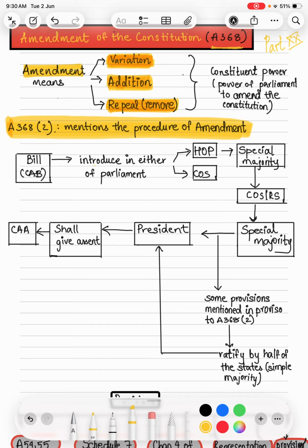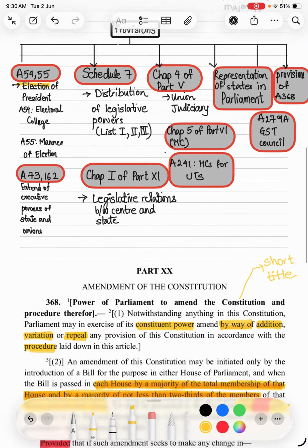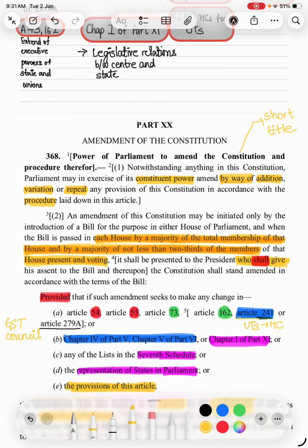I will show you that article. Let's read out from the constitution itself what is actually written. As I told you, this is part 20 of the constitution, and the heading is Amendment of the Constitution. This is Article 368. What is the short title? The short title is highlighted in bold letters: the power of parliament to amend the constitution and the procedure therefor. It basically tells you what this article is about.